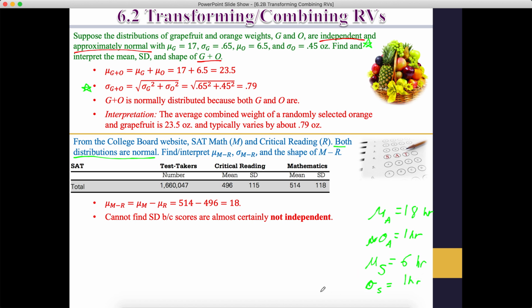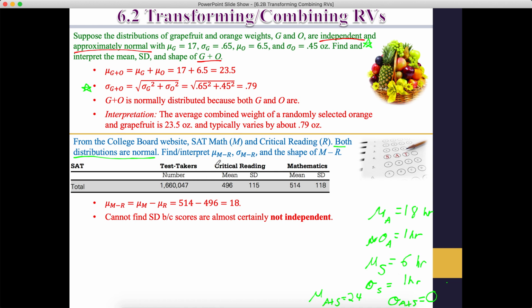If I ask you, what is the mean of A plus S? You tell me 24, because there's 24 hours in a day, right? If you're not awake, then you're asleep. And if I ask you for the standard deviation of A plus S, the Pythagorean theorem would yield us something kooky, but we know that there's literally no variation here, because if you add up the amount of time that you sleep per day plus the amount of time that you're awake per day, it's literally always 24 hours. And that's because being asleep and being awake are not independent things.